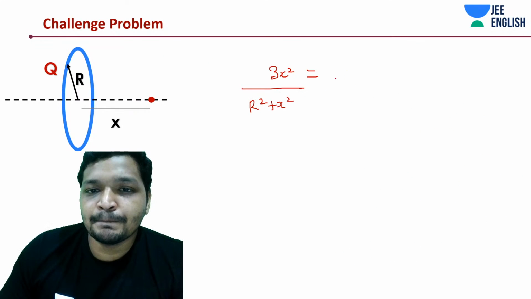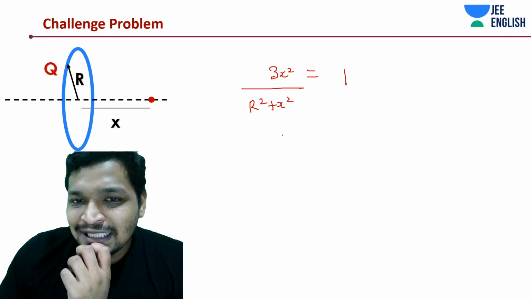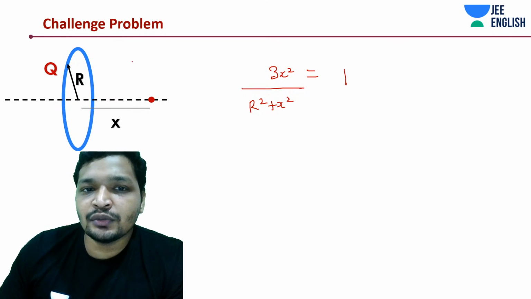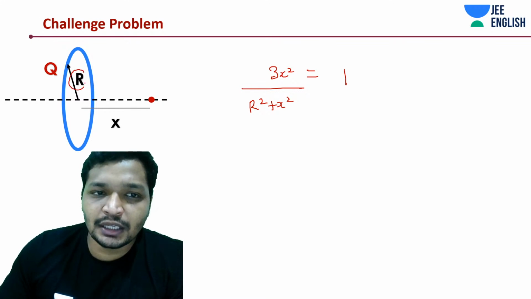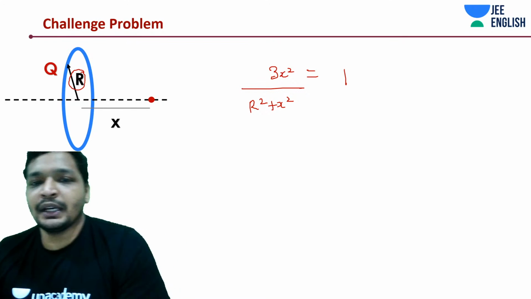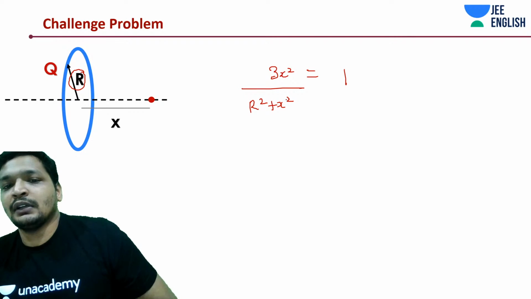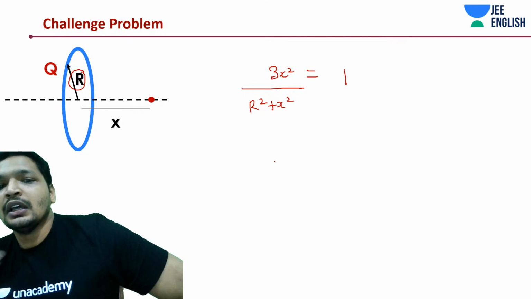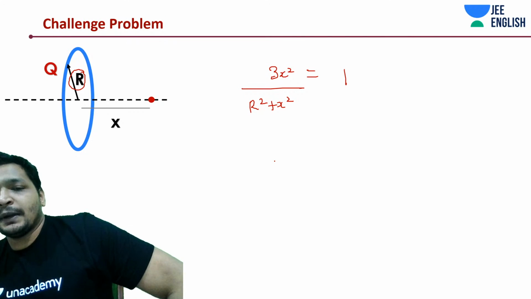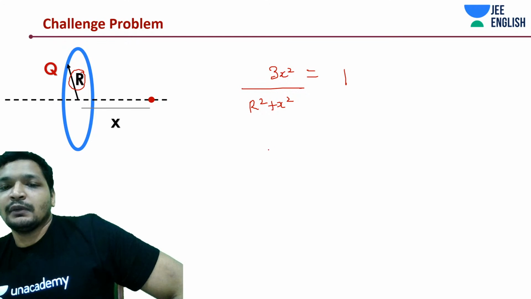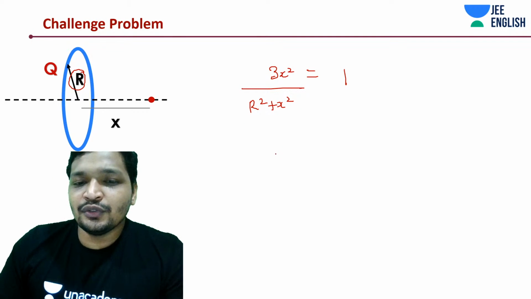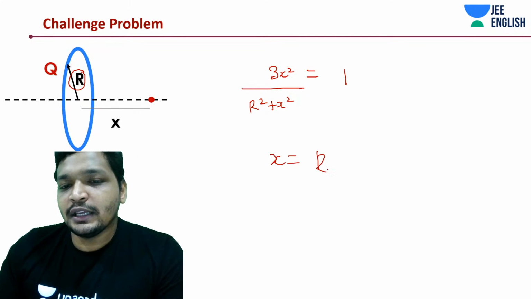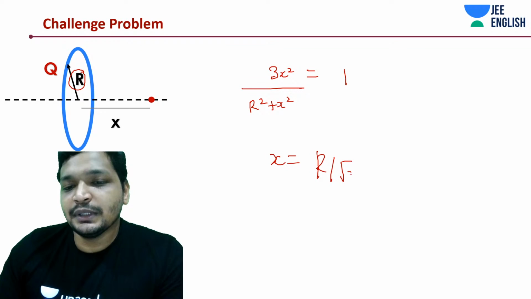So for some distance x, if you keep assessing according to the radius, it will keep varying, depending upon the radius of the ring. You'll understand eventually that the more the radius of the ring, the more distance at which you get the maximum field. Take it to the other side, solve it. What does it give you? x is equal to r by root 2. Isn't it simple?